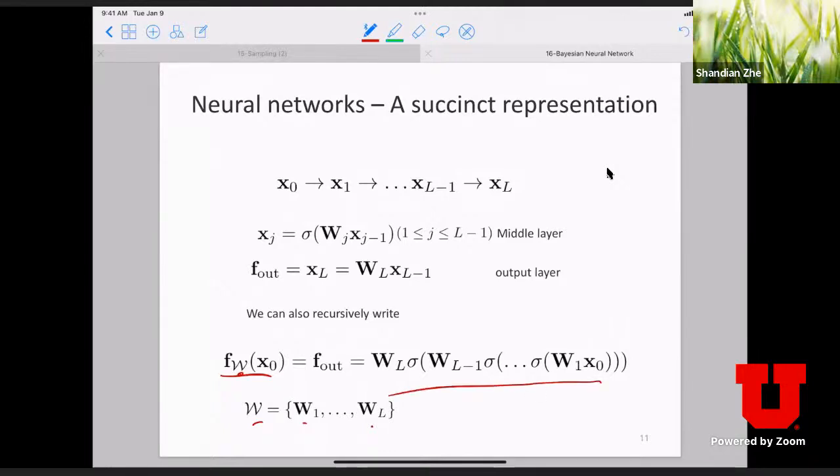You start from x0 through some linear transformation, W1, and then you apply the sigma activation function. Then you do a linear transformation again in the second layer, that is W2, and apply the sigma activation function. You continue to do this until you arrive at the last layer. And at the last layer, you only need to do one linear transformation, and you get your output. So essentially, a neural network is a definition of a function, and the function has this recursive structure. That's it.